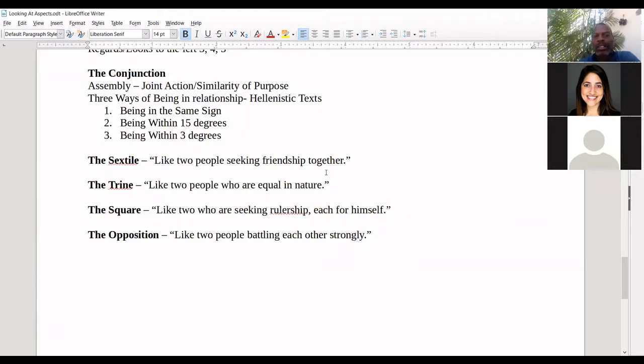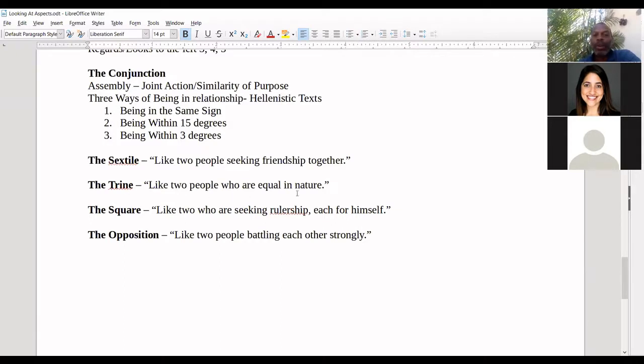The sextile, like two people seeking friendship together, right? So think about the aspects. Think about what we just saw in that heart problem chart. That was a sextile. The friendship was between the illness and the body, right? So that friendship between the moon and the Saturn made it easy for the illness to hit the body, made it easy for the heart to be compromised, right?